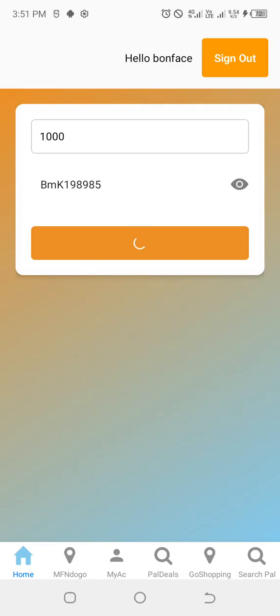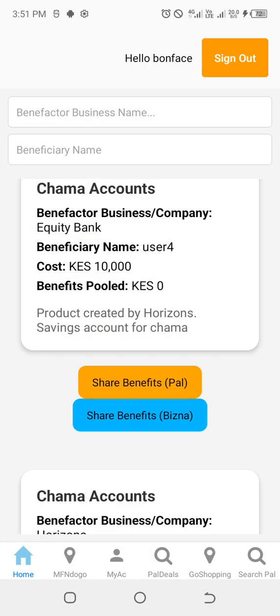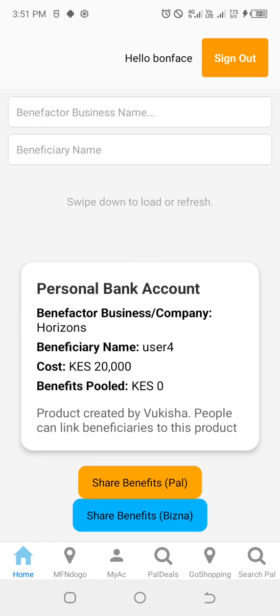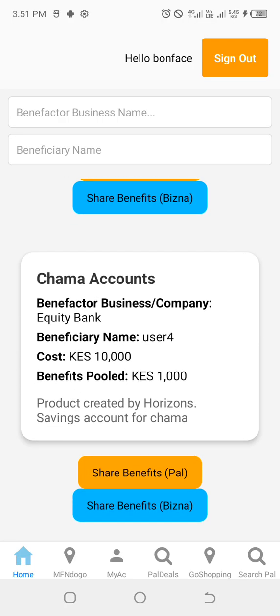So now we are sending benefits to the creator of the product, and amount is 1,000. Transaction fee is 20 shillings. So let's see if this really changes. You remember it's this one, eh? So we want to see if the benefits pooled have changed in any way. So let's see. You see, benefits pooled is 1,000. Okay, it's 1,000. Cost is 10, right?